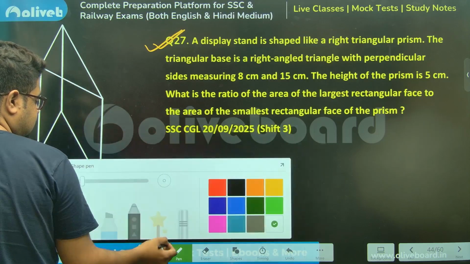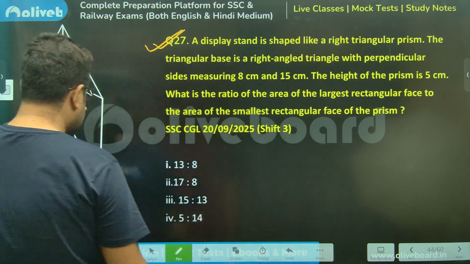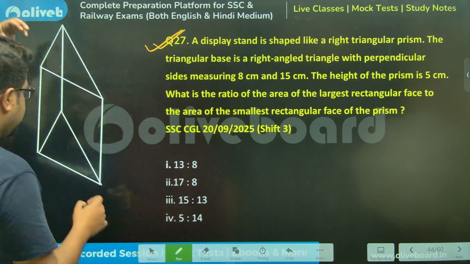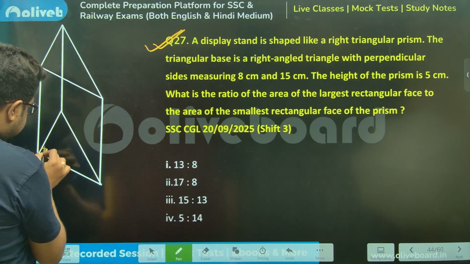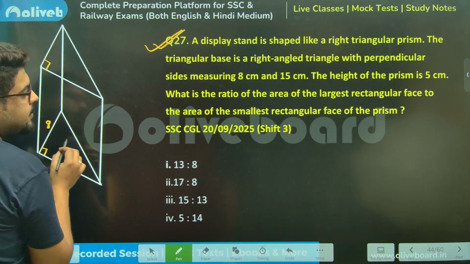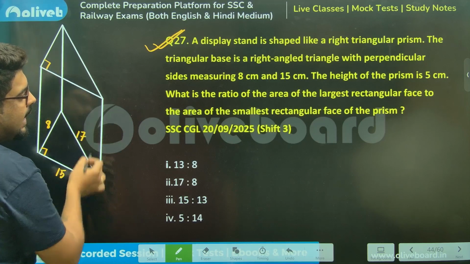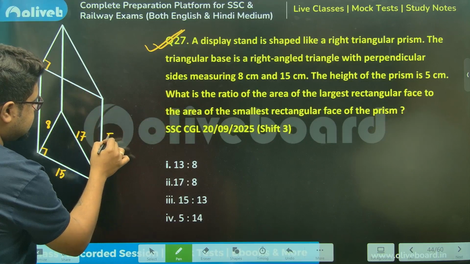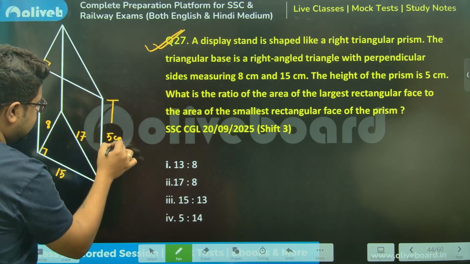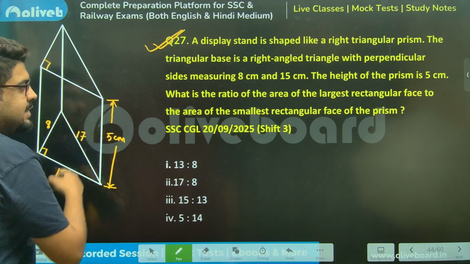So this is how it looks, sir. This is the prism. Now, this is 90 degrees. So this is 8 centimeter, this is 15 centimeter, and this is 17 centimeter. Height is the same. Height is 5 centimeters. So this is 5 centimeter for sure, for every side.